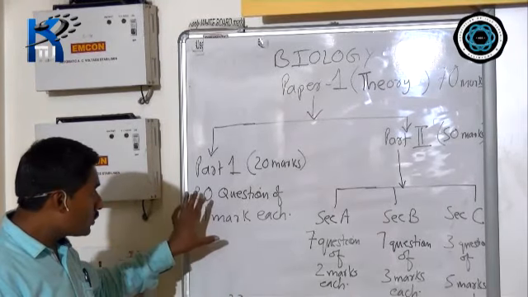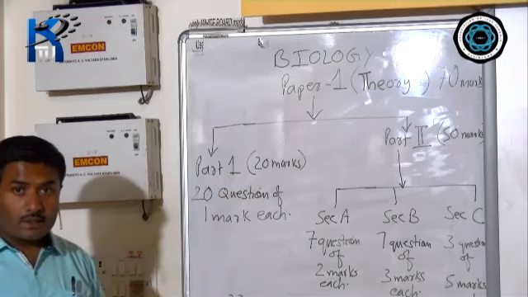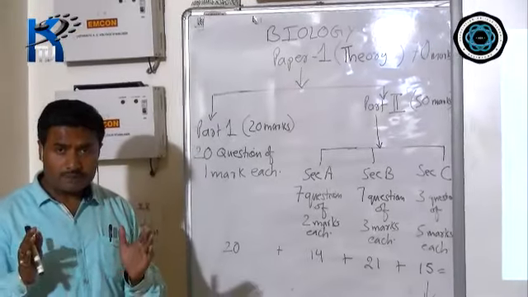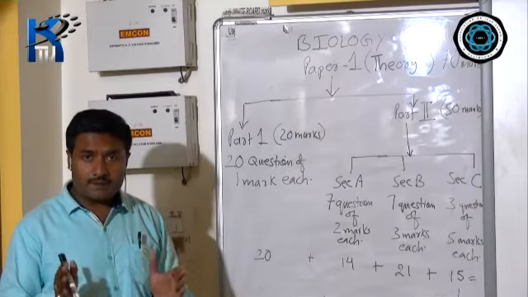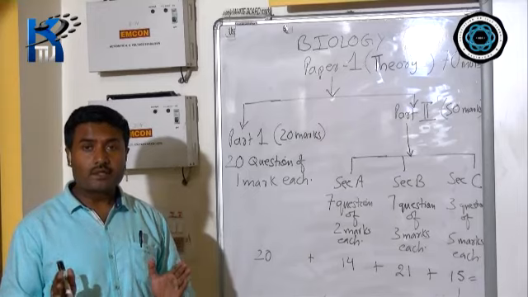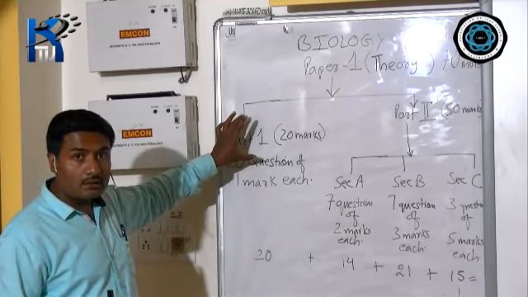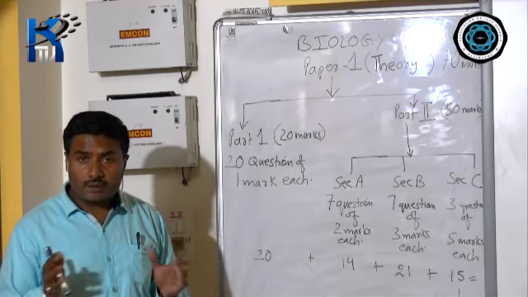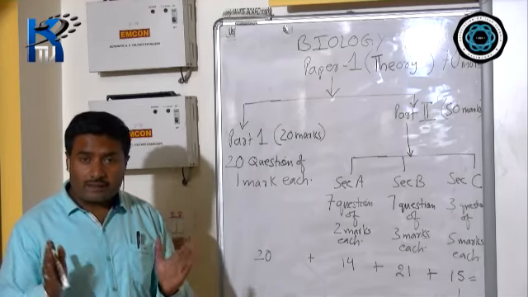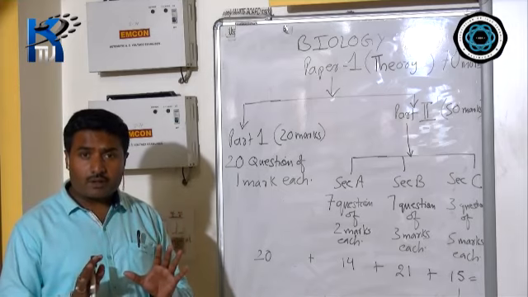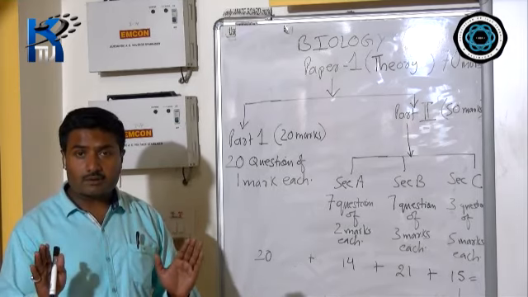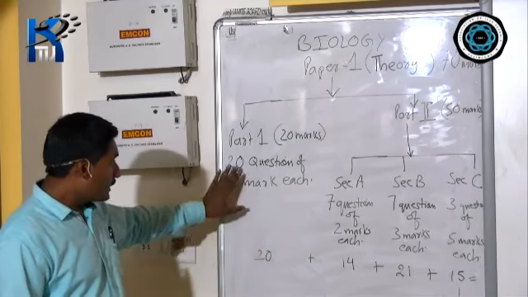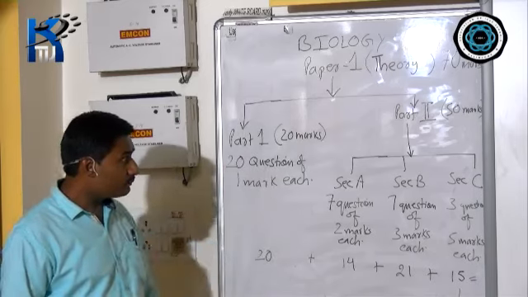Sometimes this 20 questions may be divided into several subgroups. Sometimes differentiate the following. Basically, objective type questions may come in your Part 1. Sometimes contribution of the scientist, choose the correct option, write the function of the following, which will cover the entire part of the syllabus. Objective questions which will cover the entire syllabus will be of 1 mark each.